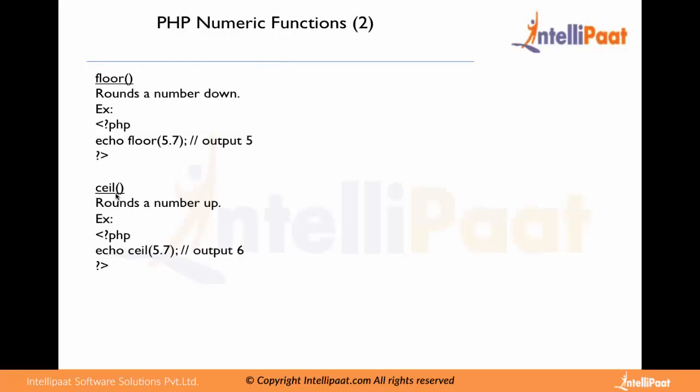And the next function is ceil function, which will round the number and return the next greatest possible number. Here I am passing 5.7 to ceil function. It gives me output 6. So the difference between floor and ceil is: floor will give me the lowest number and ceil will give me the next highest number of the number we are passing to the ceil function.